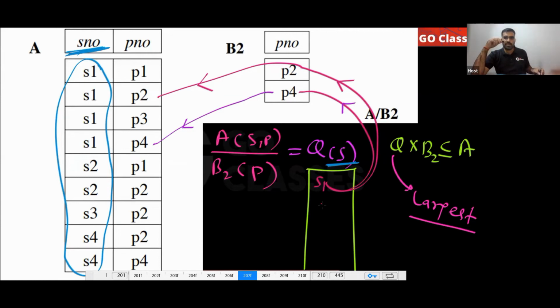So S1 will be there. Next you can notice S2. For S2, P2 is there, but S2 P4 is not there. What about S3? This is also not there. What about S4? Yes, S4 will be there. So S1 is also there. So the answer will be S1 comma S4.